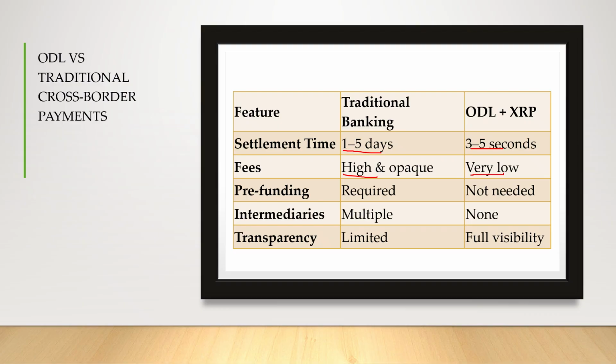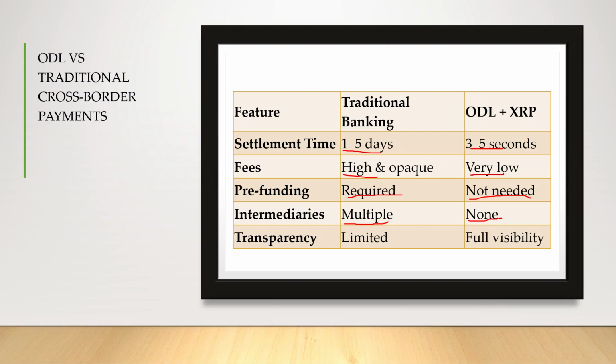Okay. Pre-funding accounts, those Nostro Vostro accounts for traditional banking, it's required. Using XRP on the XRP ledger, it's not needed. So capital is freed up. All right, sending or transferring money using the traditional banking system, there are multiple intermediaries. With XRP, there are no intermediaries. You can send and transfer money directly.